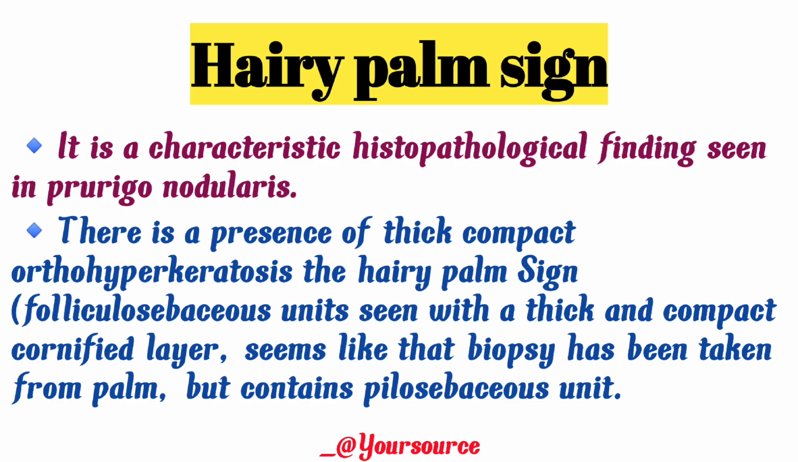Hairy palm sign. It is a characteristic histopathological finding seen in prurigo nodularis. There is a presence of thick compact orthohyperkeratosis. Folliculosebaceous units are seen with a thick and compact cornified layer. It seems like the biopsy has been taken from the palm, but it contains a pilosebaceous unit.